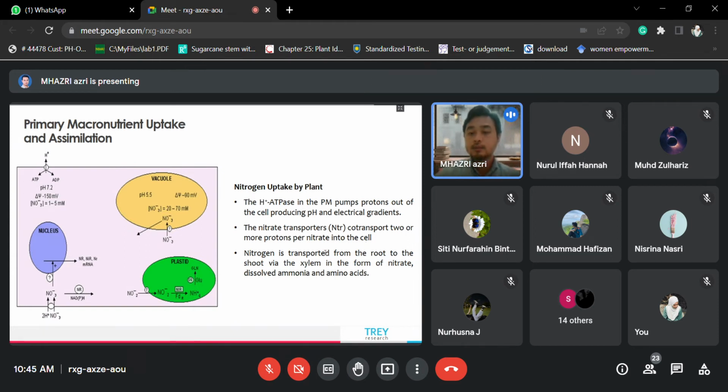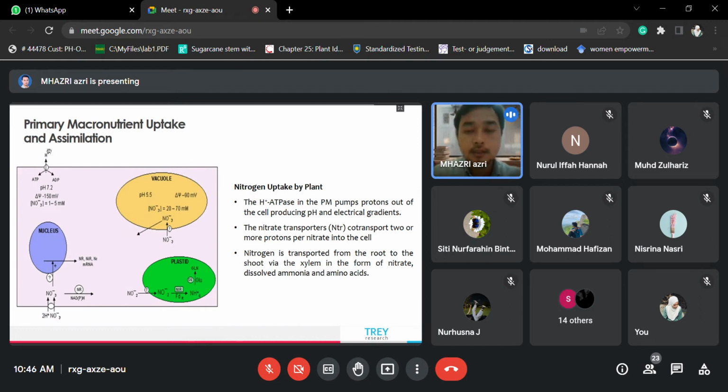Nitrogen is transported from the roots to the shoot via xylem in the form of nitrates, dissolved ammonia and amino acids. Okay, so macam mana proses dia berlaku? First, proton ATPase will pump out hydrogen ions into the rhizosphere. So this process will induce high concentrations of protons in rhizosphere soils.